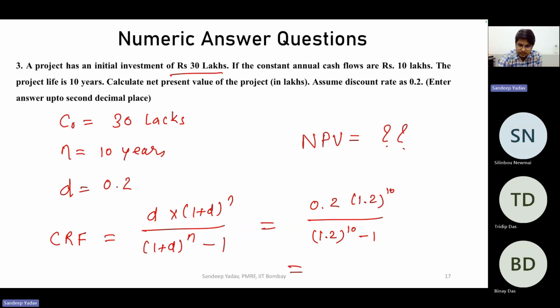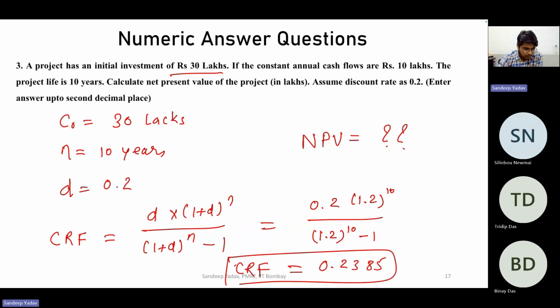So we get 0.2 into 1.2 to the power 10, divided by 1.2 to the power 10 minus 1. We'll solve this, we'll get 0.2385. So CRF is equal to 0.2385. The CRF we also call the annualization factor.